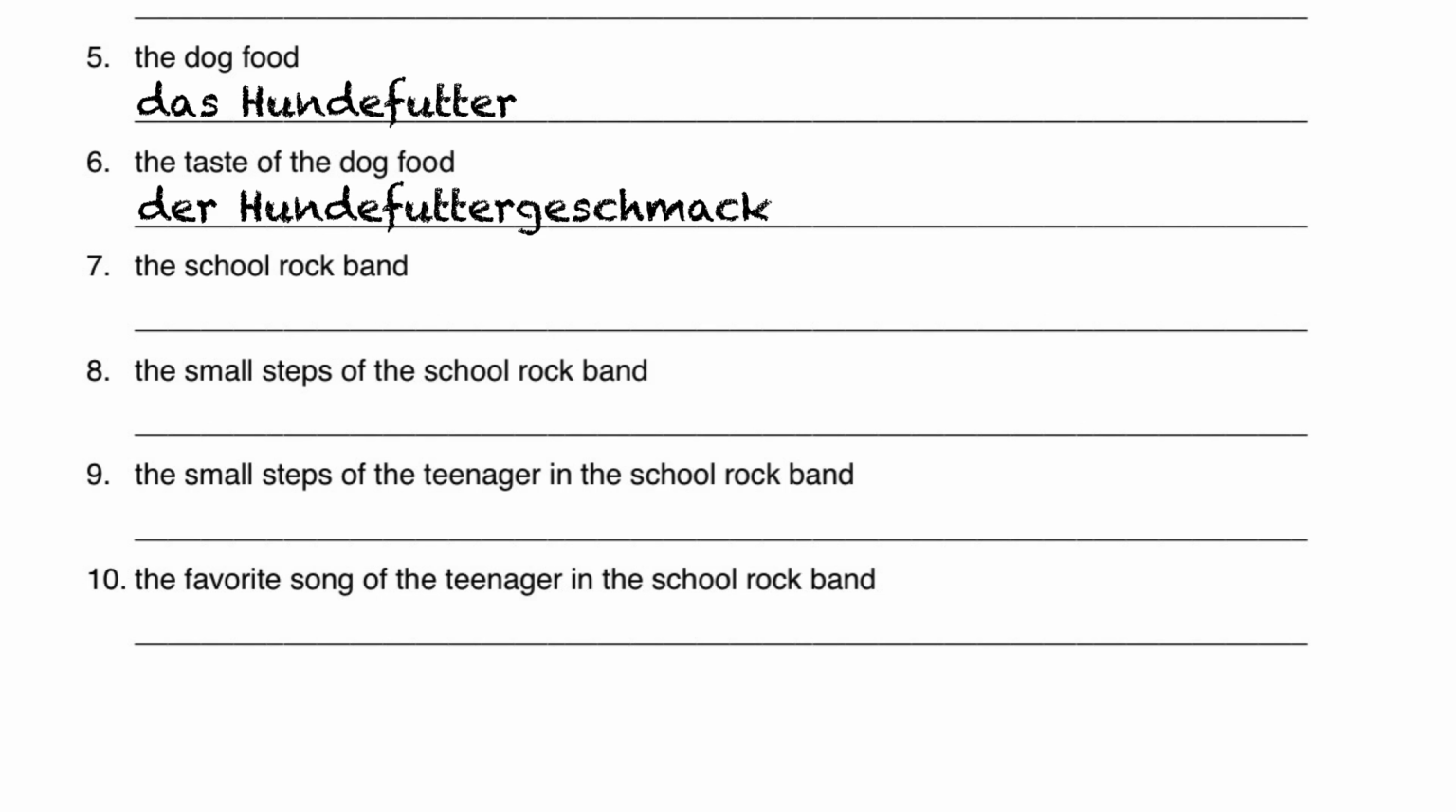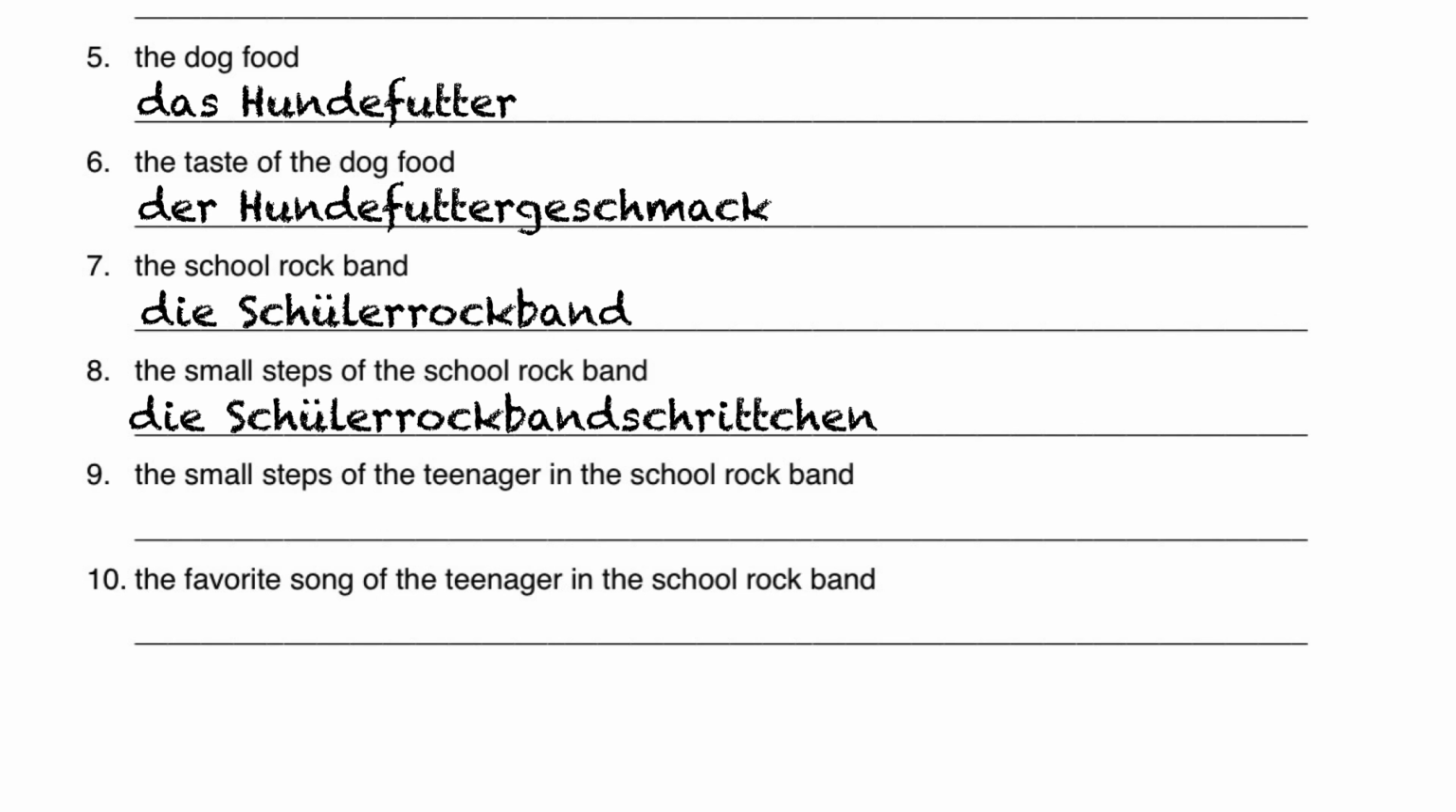Nummer 7. The school rock band. The word for a school rock band is actually die Schülerrockband. It's actually a student rock band. The word here, Band, is feminine because it's referring to a band like a musical band. There are also das and der Band, but let's just leave those alone to avoid confusion. The small step of the school rock band. So if the entire school rock band takes small steps together, that would be die Schülerrockband-Schrittchen, the small steps of the school rock band.